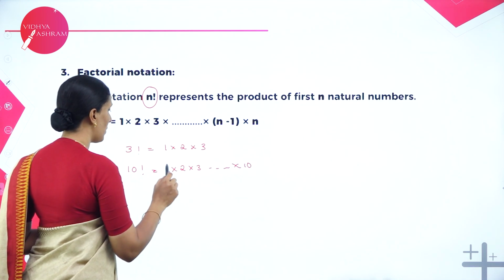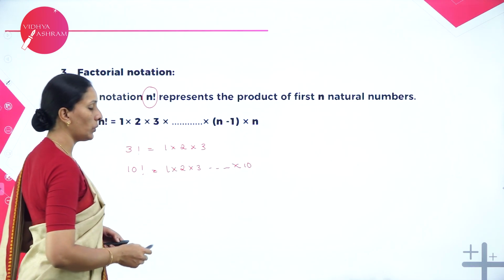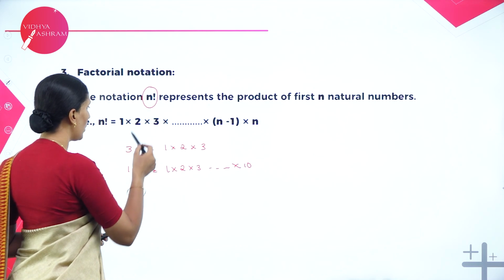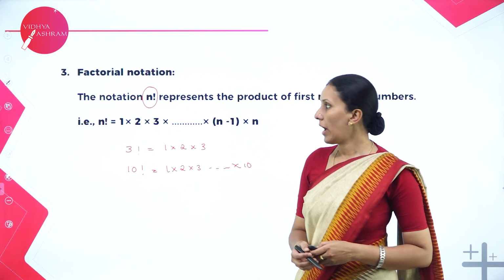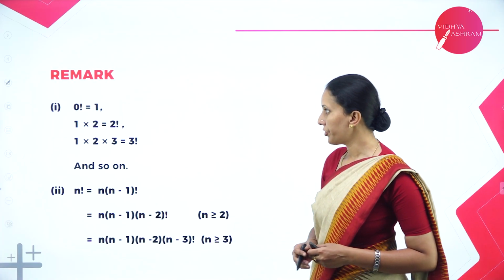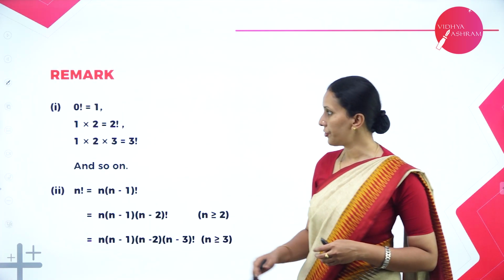So that means you need to multiply all the numbers from 1 to 10. So this is known as factorial notation of the product of n natural numbers. Now under this factorial notation, we have the following observation.